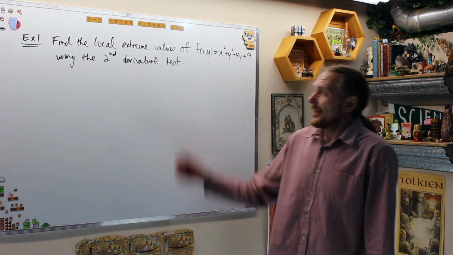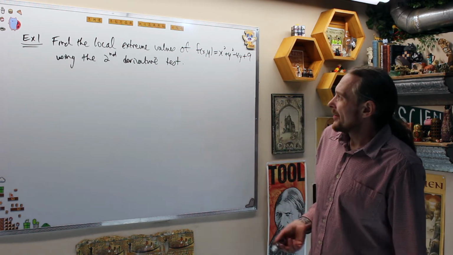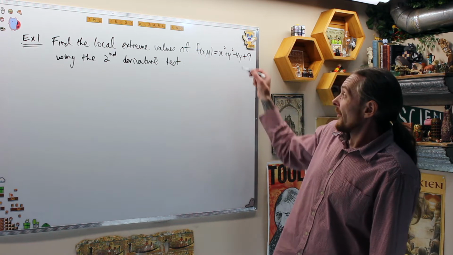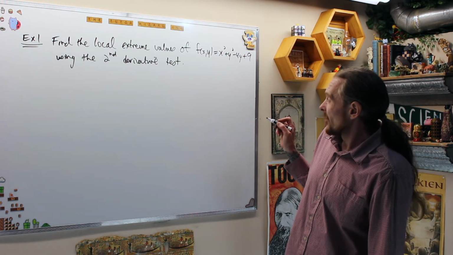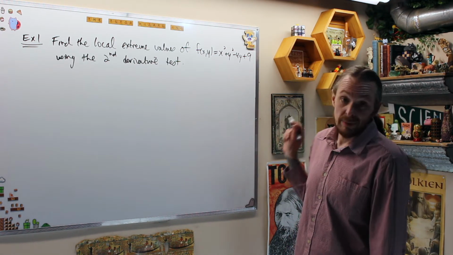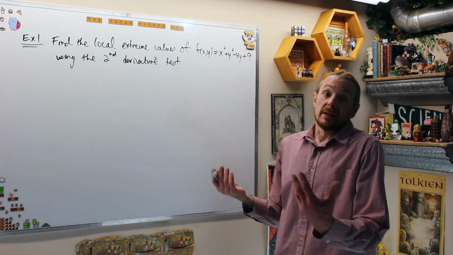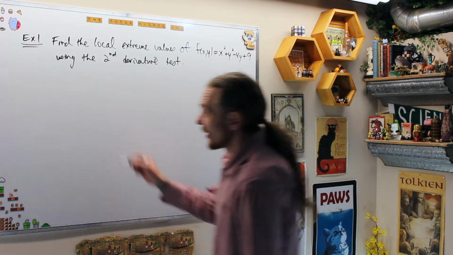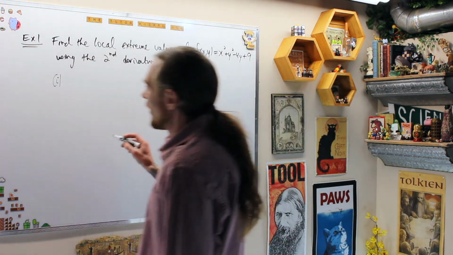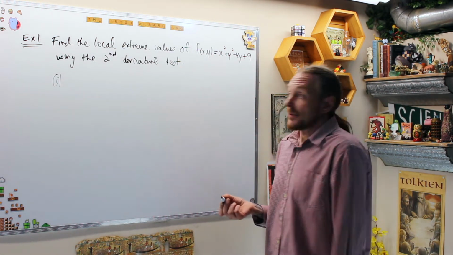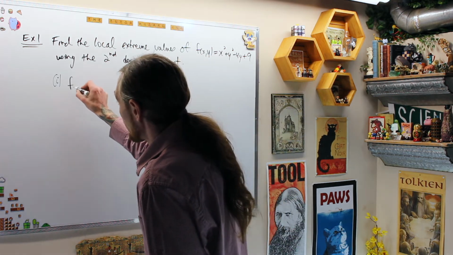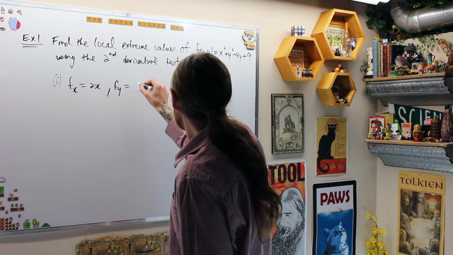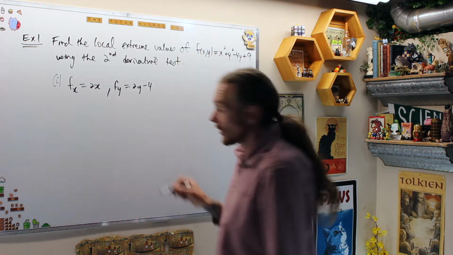Let's do that. Example 1, find the local extreme values of the same function we did in the previous video. We have a function x squared plus y squared minus 4y plus 9. We want to find the local extremes using the second derivative test now. What are we going to do? First of all, I still need the first order partial derivatives. So fx is going to be 2x and fy is going to be 2y minus 4.